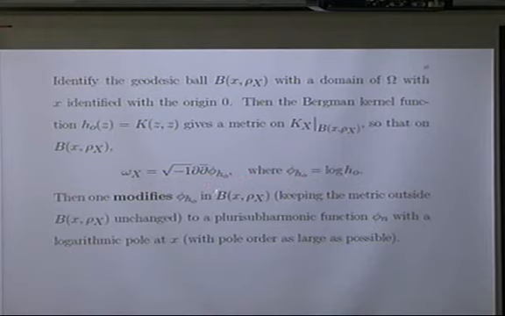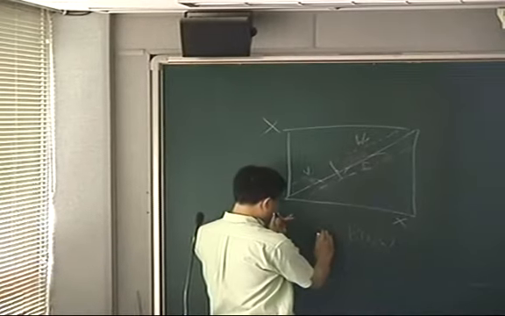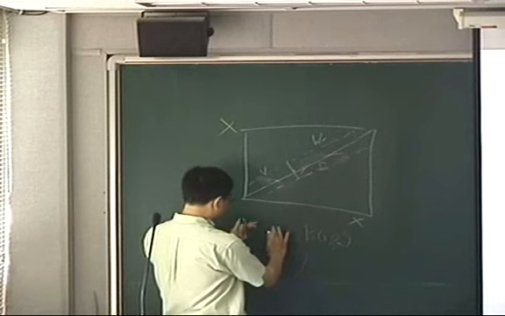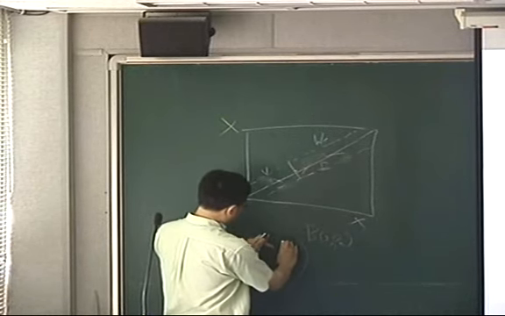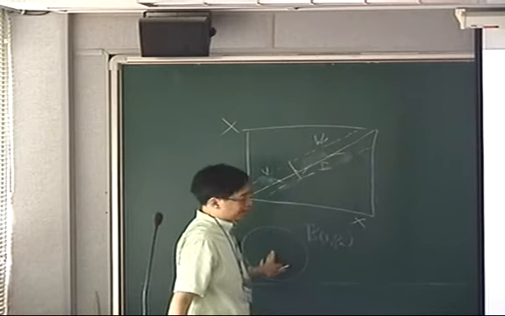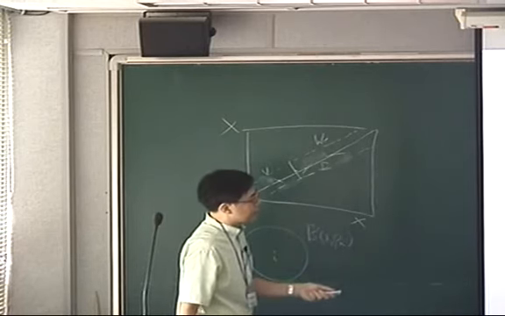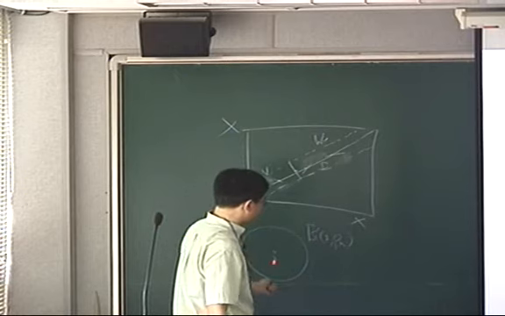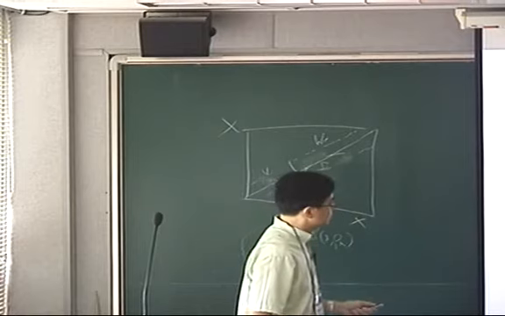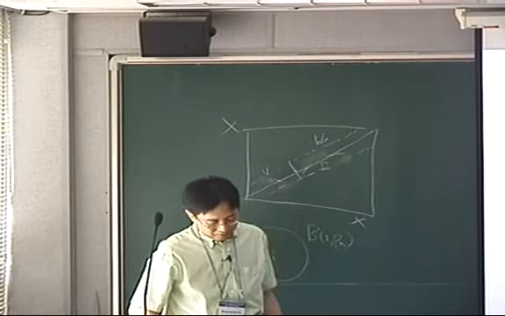And now all you have to do is modify this Bergman kernel function on this geodesic ball, which is a Euclidean ball, and keep the metric away from this ball unchanged. You modify the metric of K_X in this ball such that it becomes singular at the center, with a pole order as big as possible at the center. How do you modify this? It is actually very simple and elementary, just by direct modification.